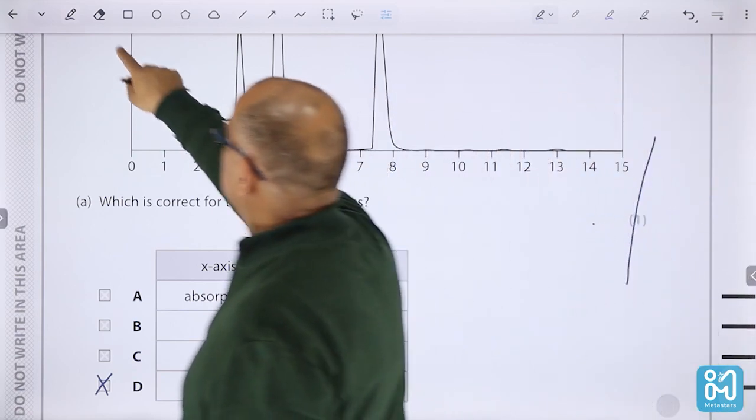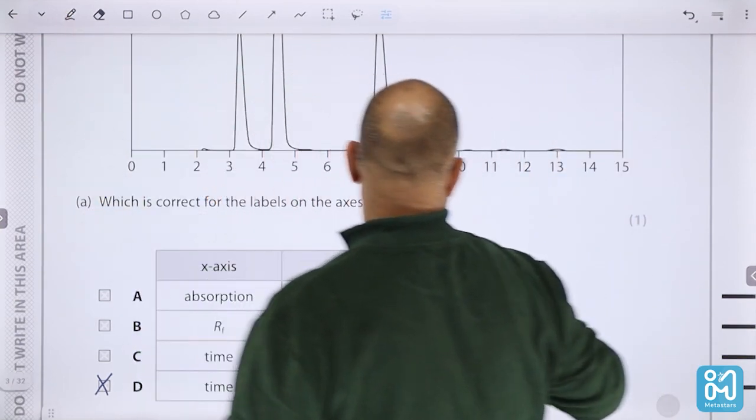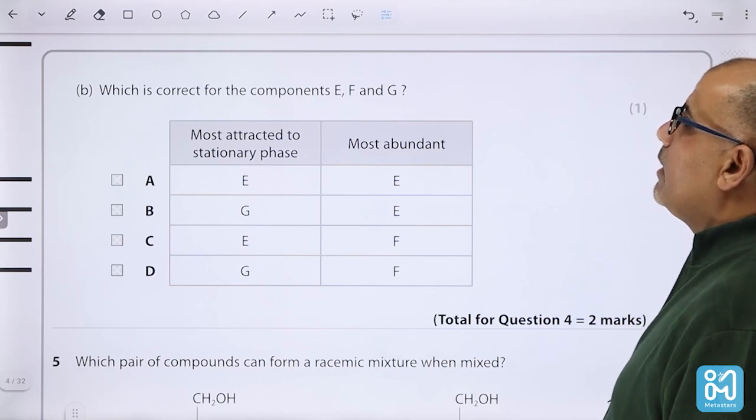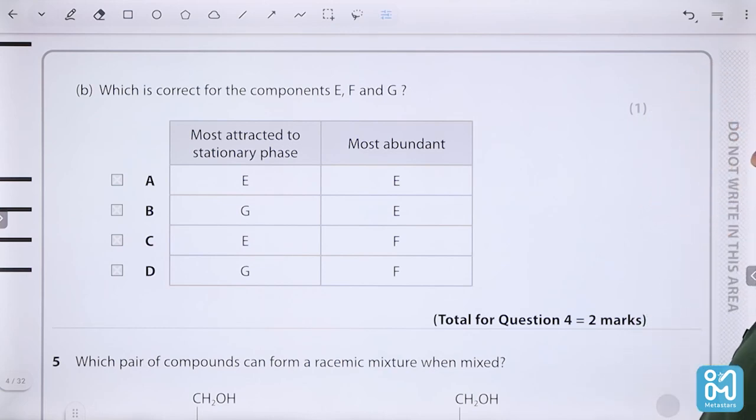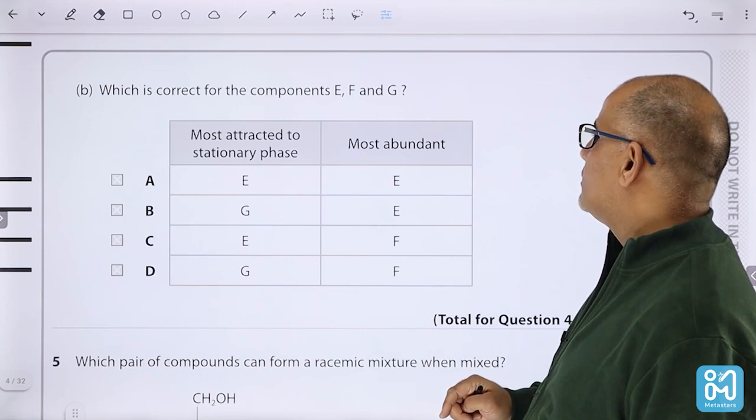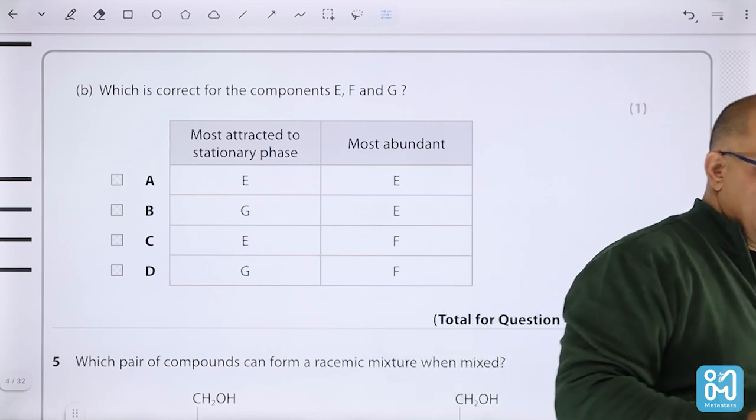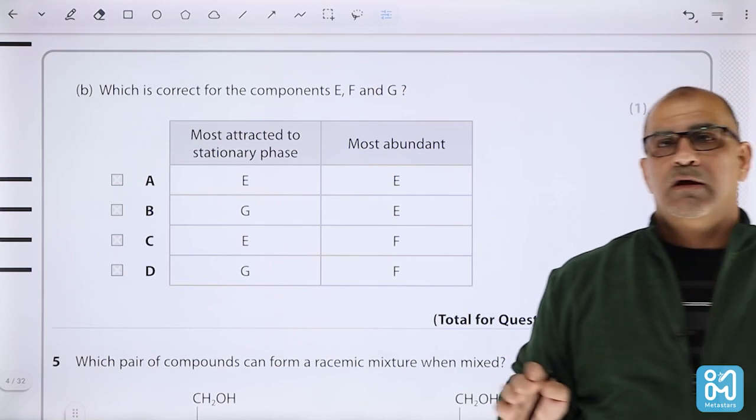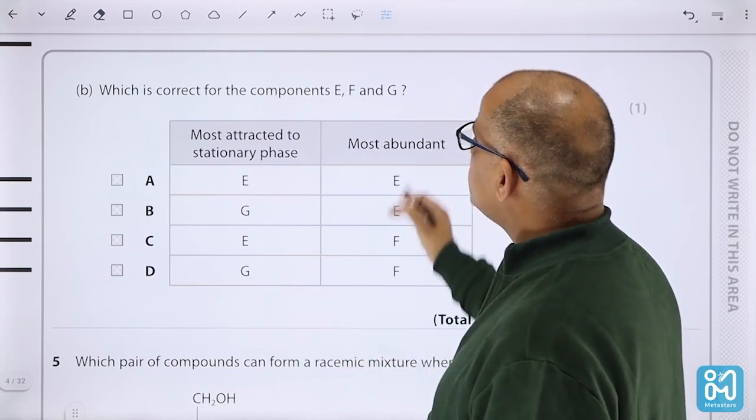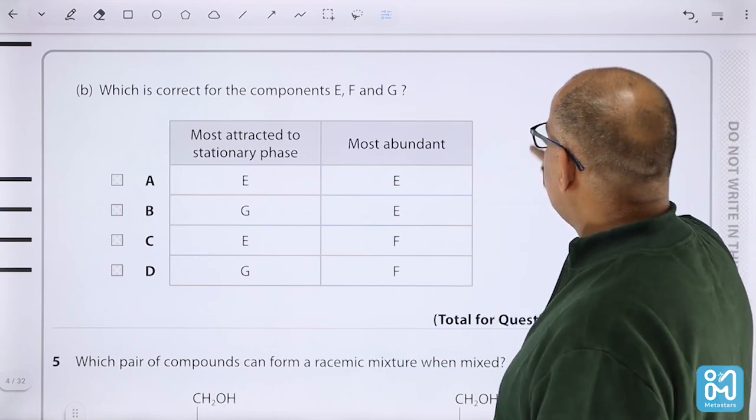Now, for the next question, question 4 part B, which is correct for the components E, F, and G. Here he's asking you about the most attracted to the stationary phase. The most attracted to the stationary phase is the one which is more bonded to the stationary phase, and this will tell you that it is the one with the larger retention time. And which one is the most abundant? That one which gives us the highest peak. So it will be F.